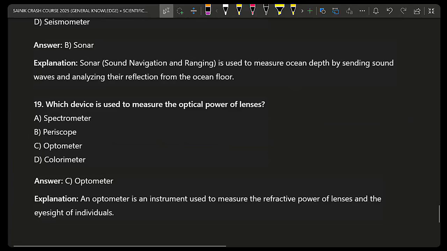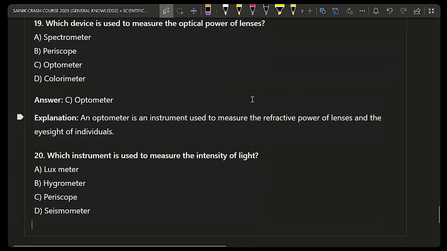Which instrument is used to measure the intensity of light? Lux meter, hygrometer, periscope, seismometer. If you remember the usage of previous instruments we discussed already, then by elimination method also you'll get the correct answer. Eliminate the things which you know, and which you don't know, you can keep in your mind.